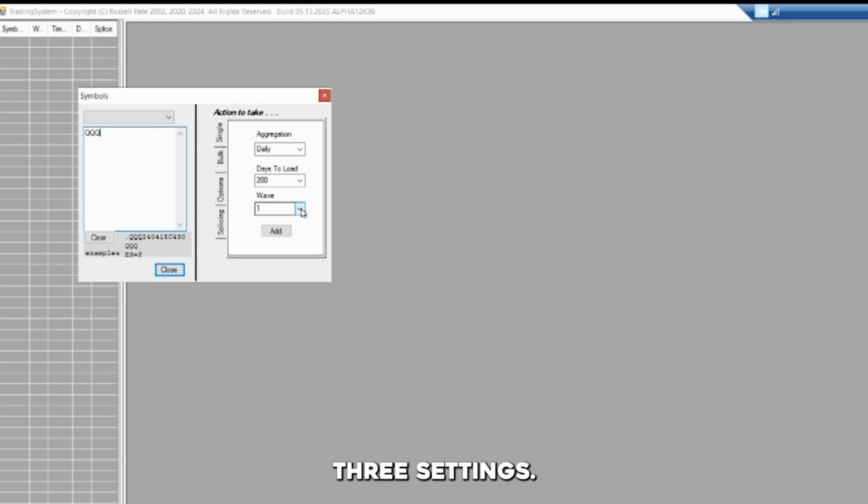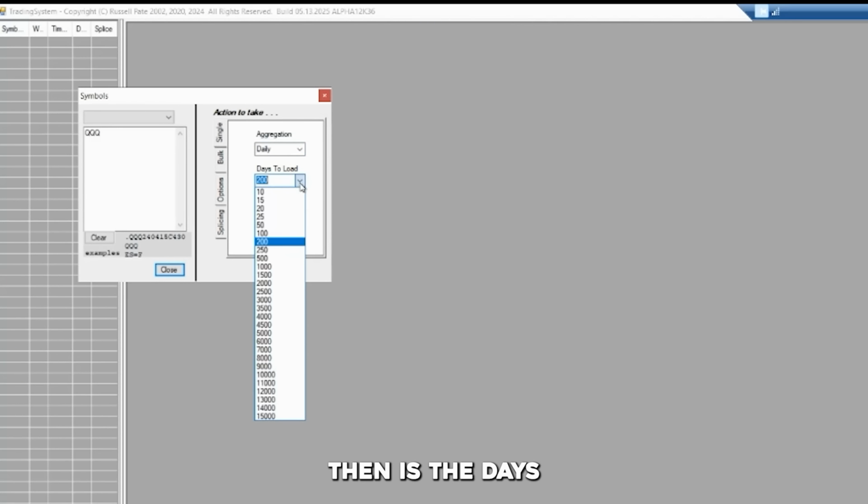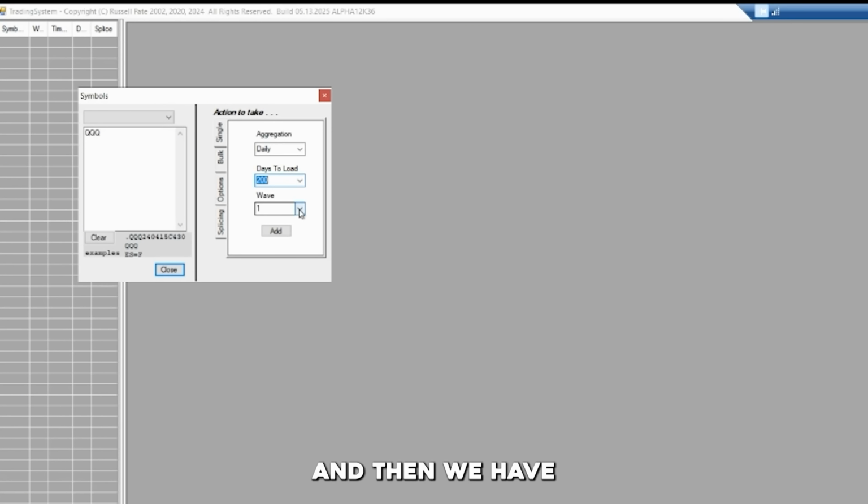For example, there are three settings. First is the aggregation. That is your 60-minute time frame, 30-minute time frame, 15-minute time frame, 5-minute and 1-minute time frame. So it's like that. This is pretty simple, right? This is available on the linear charts too. Then is the days to load. For example, how many days of data you want to look at. And then we have the wave.